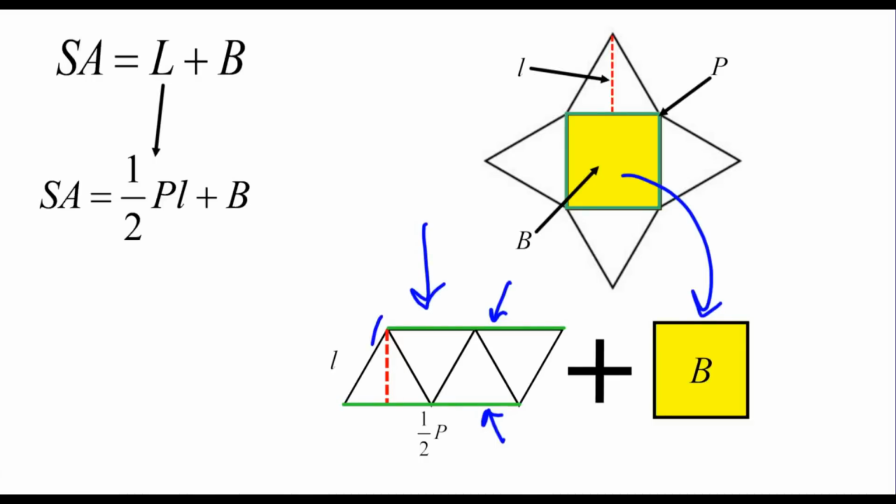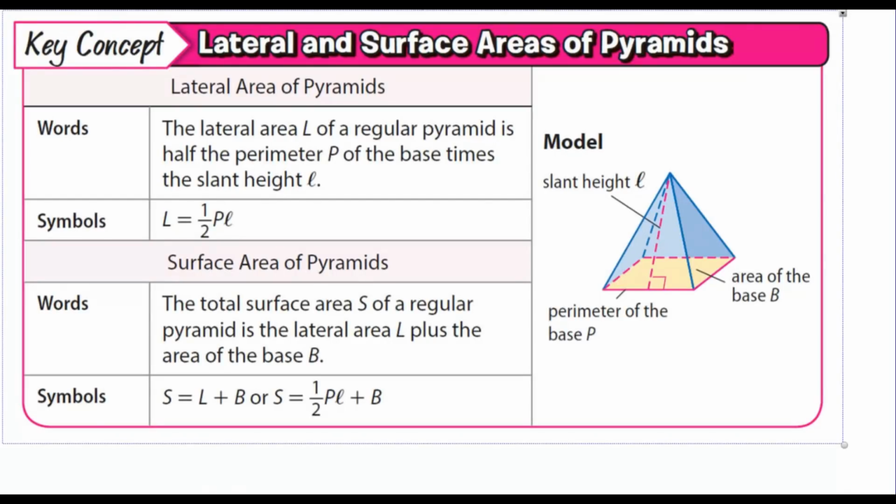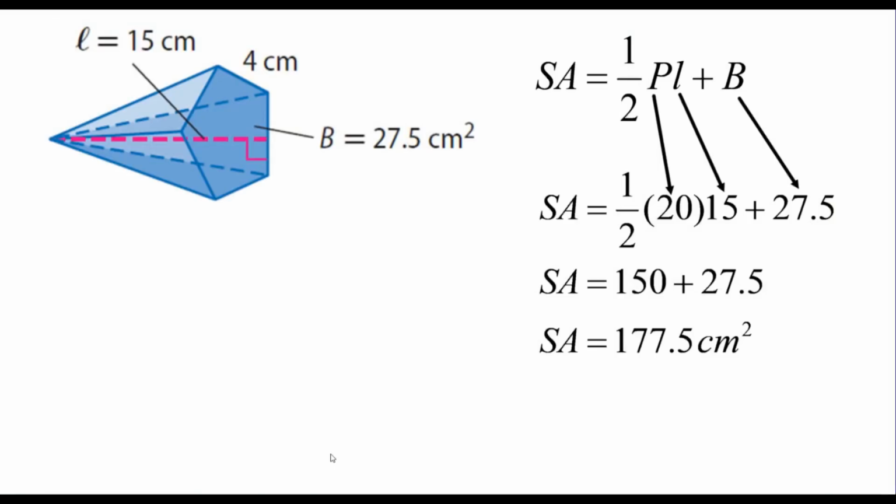And then the height of our parallelogram is going to be that slant height, which is a lowercase l. So that leads us to our formula right here of 1/2 of the perimeter times the slant height plus the area of the base. And again, that's reiterated here. We get 1/2 of the perimeter times the slant height plus the area of the base. So let's take a look at an example of a pyramid here.